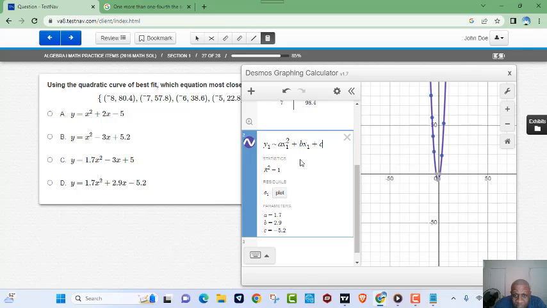That our curve of best fit is y equals 1.7x squared plus 2.9x minus 5.2. Oh, there it is right there. 1.7x squared plus 2.9x minus 5.2. Option D. There we go.